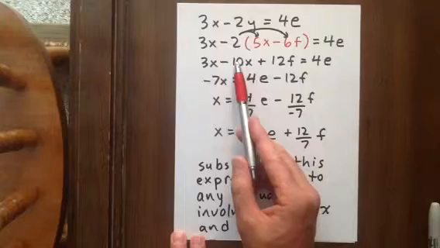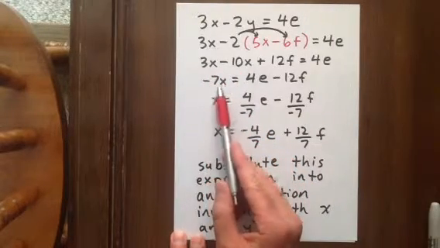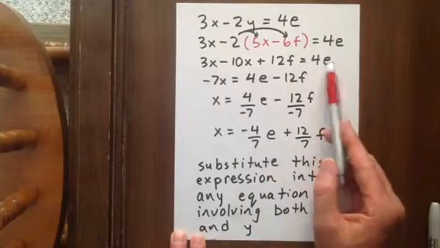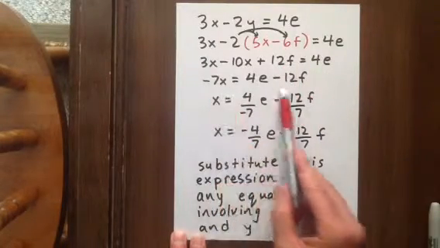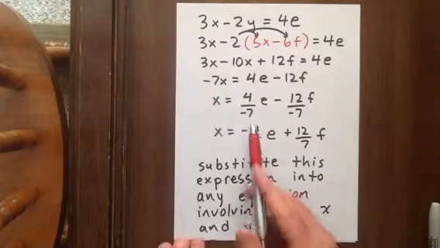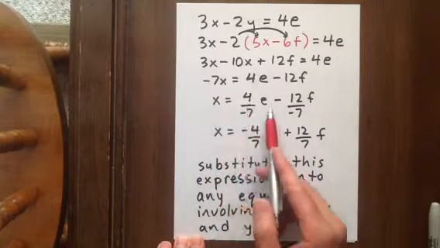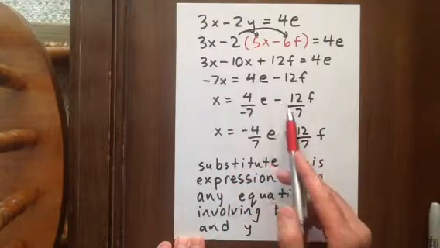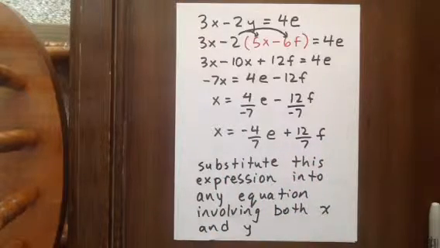Well, what we can now do then is isolate the x, so we get negative 7x on the left, we have 4e on the right, we subtract 12f from both sides, and we can say negative 7x equals 4e minus 12f. Now dividing each term by negative 7 gives us x equaling negative 4/7 e plus 12/7 f. And we have an expression for x in terms of only e and f.